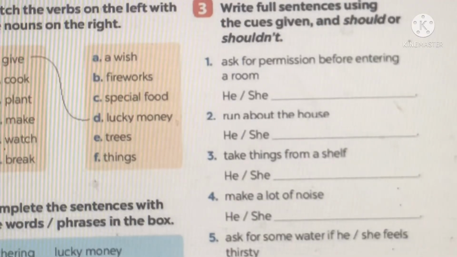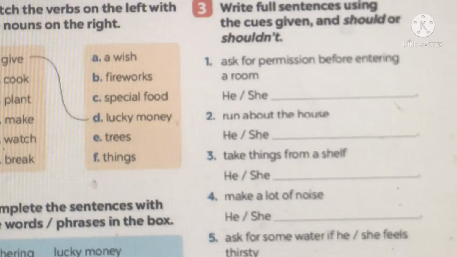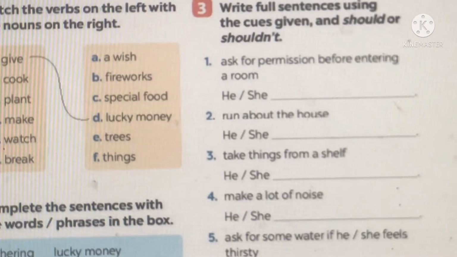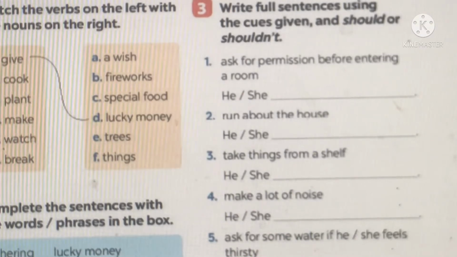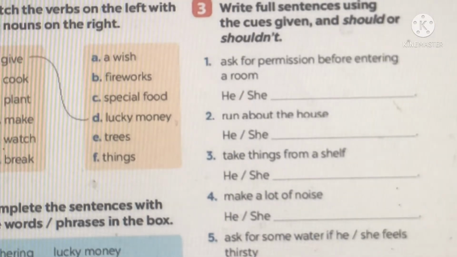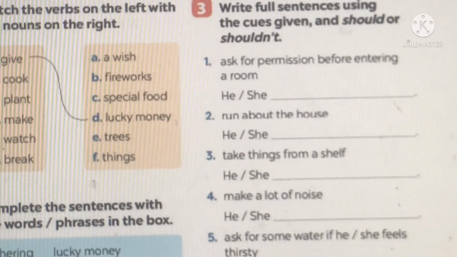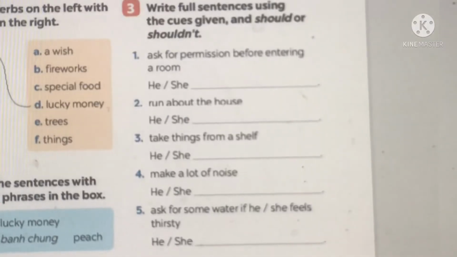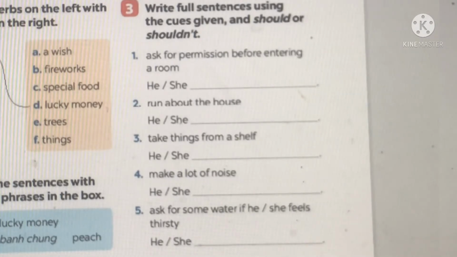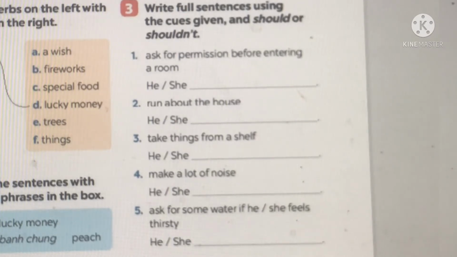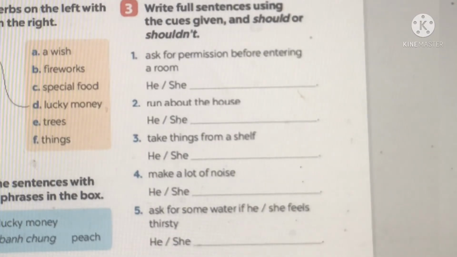Activity 3. Write full sentences using the cues given and should or shouldn't. 1. He or she should ask for permission before entering a room. 2. He or she shouldn't run about the house. 3. He or she shouldn't take things from a shelf. 4. He or she shouldn't make a lot of noise. 5. He or she should ask for some water if he or she feels thirsty.